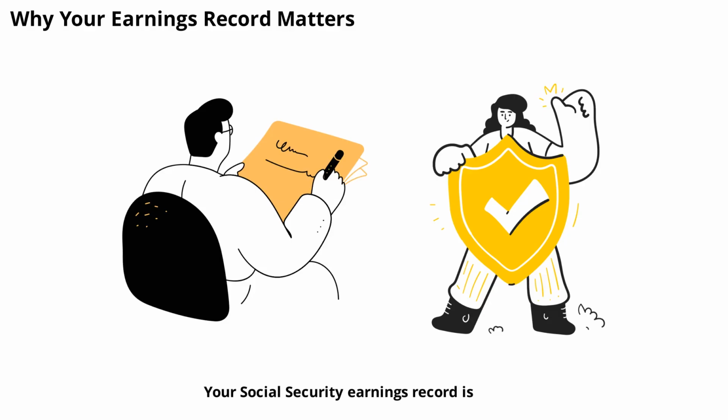Your Social Security earnings record is more important than you might think. It's the foundation for calculating your future benefits, including retirement, disability, and survivor payments. If there are mistakes or missing information, you could end up receiving less money than you deserve. That's why it's crucial to check your record regularly and fix any errors as soon as possible.